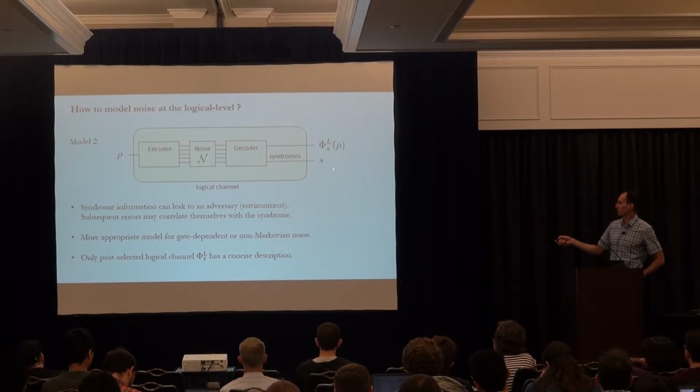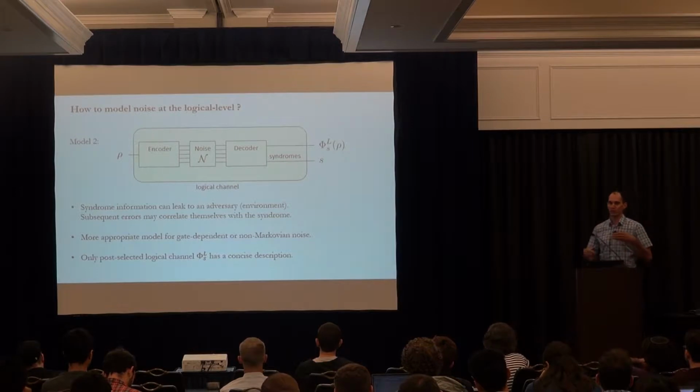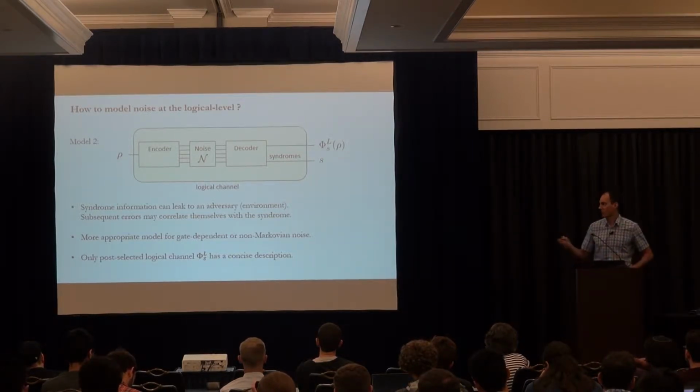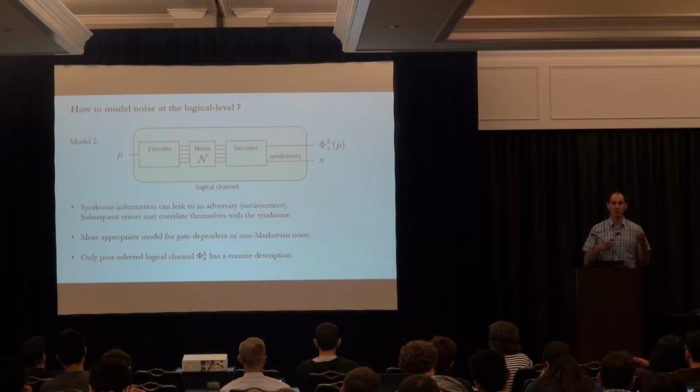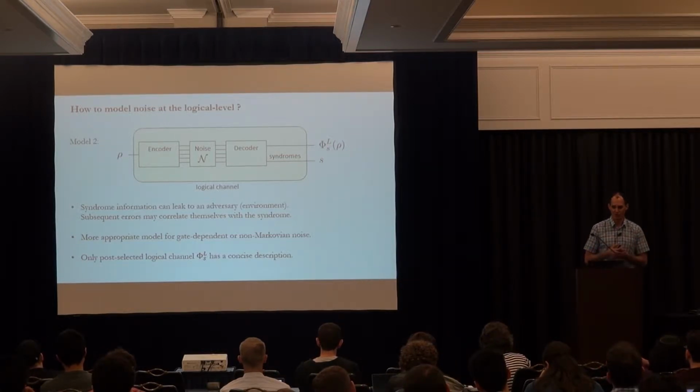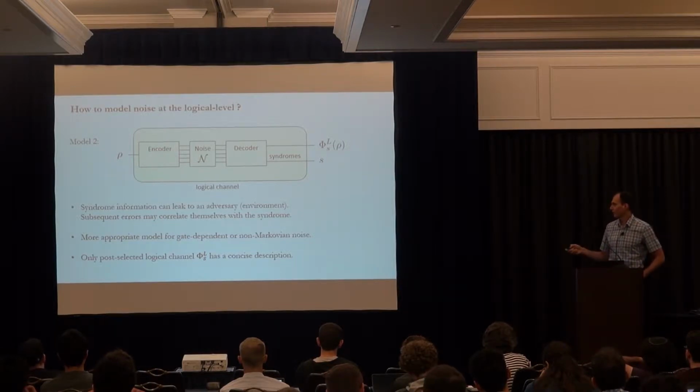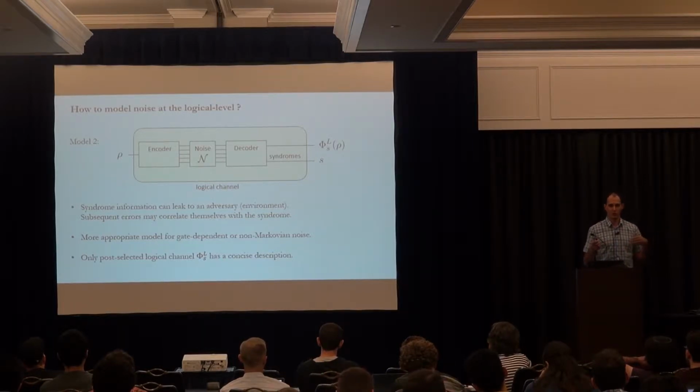The point is that if our noise is non-Markovian or gate dependent, then subsequent errors can correlate themselves with the measured syndrome, and this can help the environment to distinguish different logical states. And of course, the number of different syndromes can be exponentially big. So this logical channel does not have a concise description.